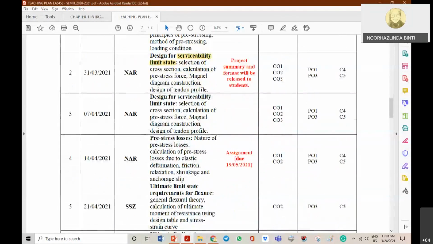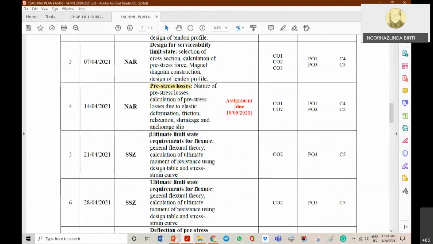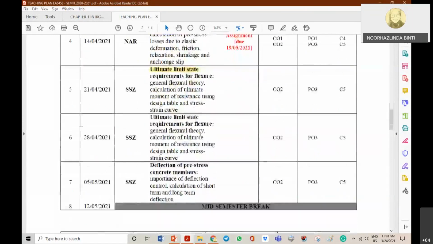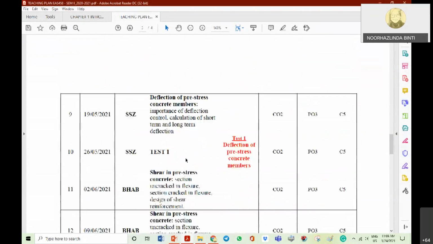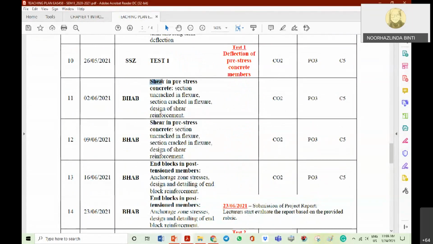And then we have losses, the third topic. And then after that, we have ultimate limit state design, focusing on flexure, the fourth topic. And then we have deflection. Deflection is actually covered under serviceability, but to teach it, we separate it. Deflection, one topic. This is the fifth topic. And the last 2 topics are shear and blocks.